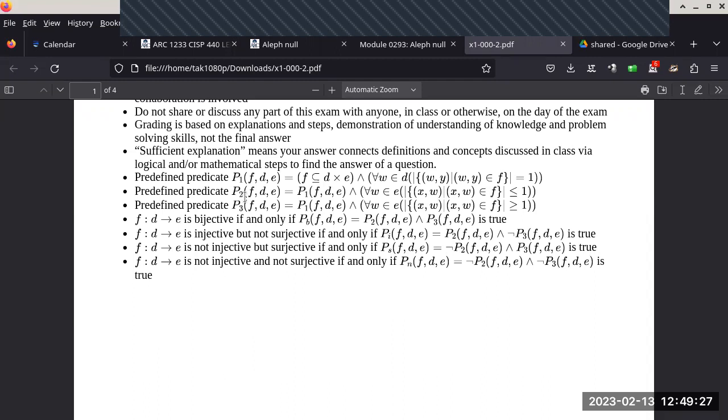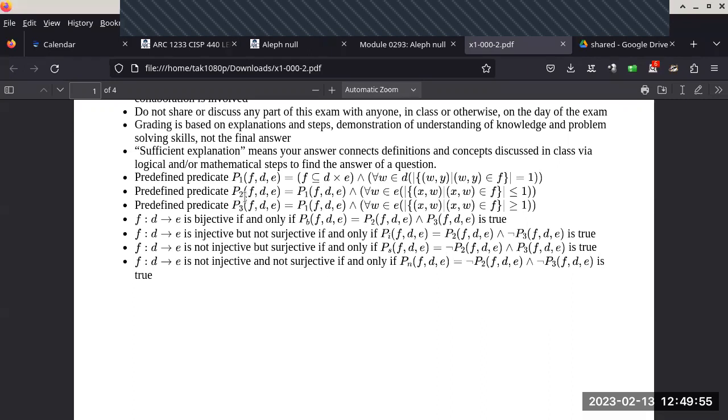P1 is basically asking, is F a function? If we assume D to be the domain and E to be the codomain, it is exactly the same thing that is in my module. I might have used different letters as the variables, but the structure is identical. All right, so you have to read the material in the modules and be able to recognize.